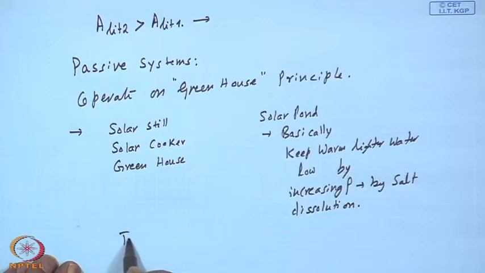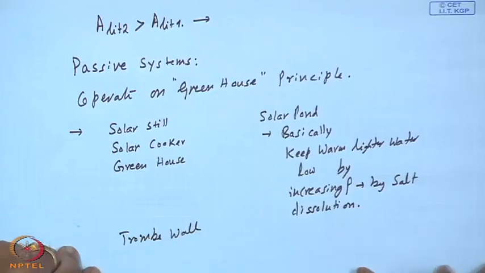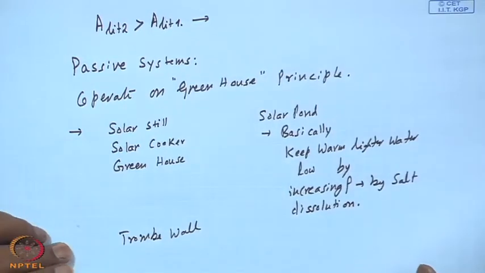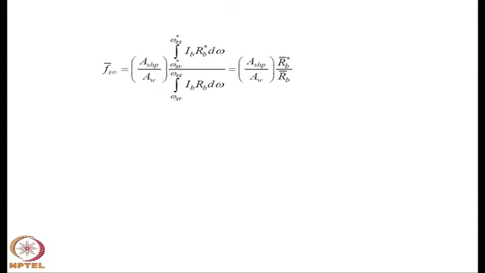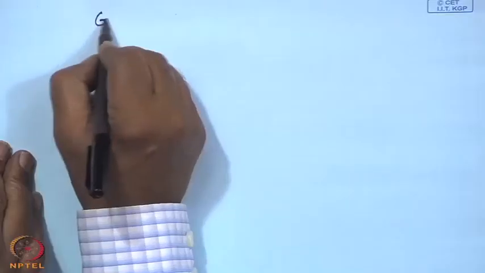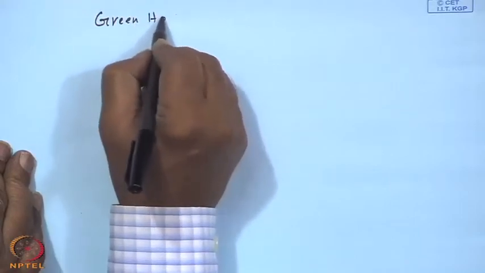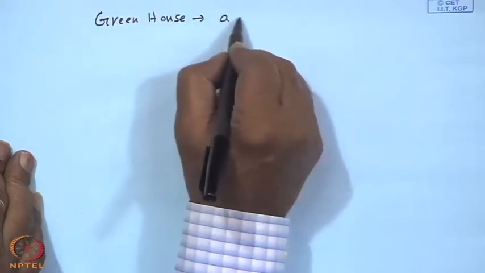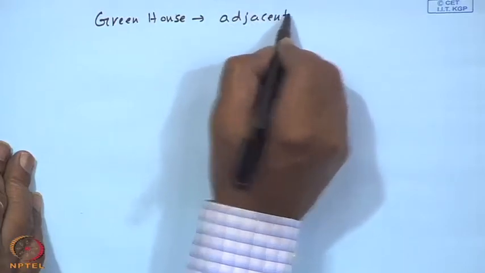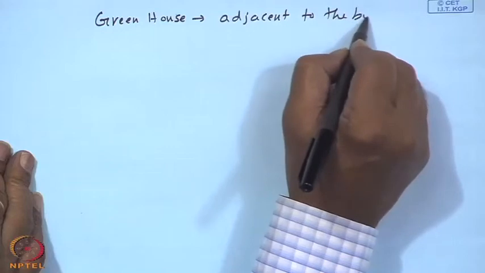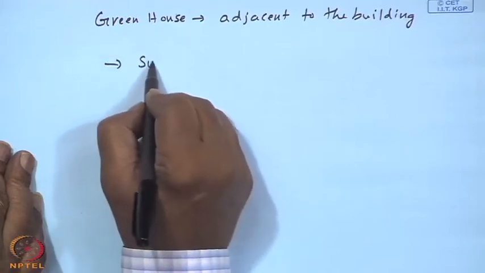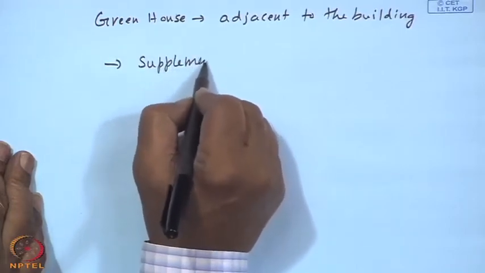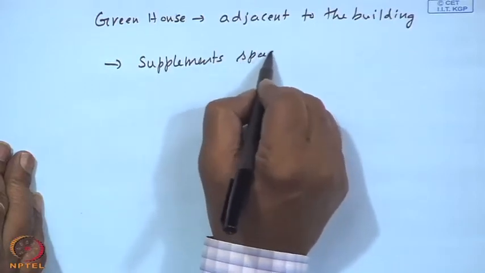Then you have got something like a trombe wall, which is basically a hollow wall where the return air from the room will be circulated and heated by the exposed sun's rays, and then your greenhouse can be adjacent to the building, which supplements space heating.